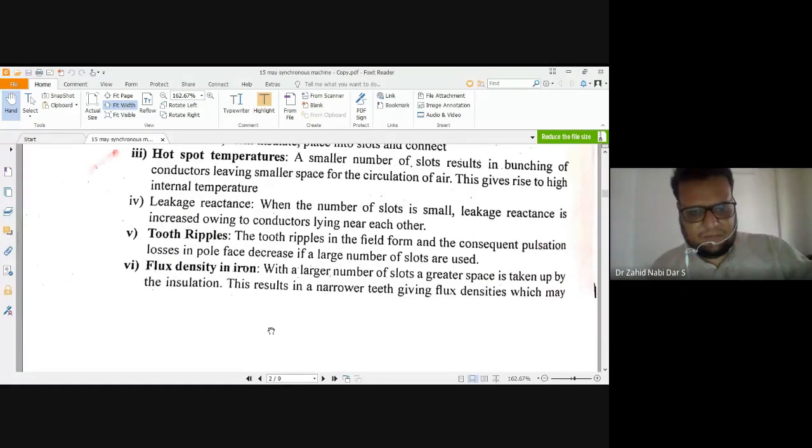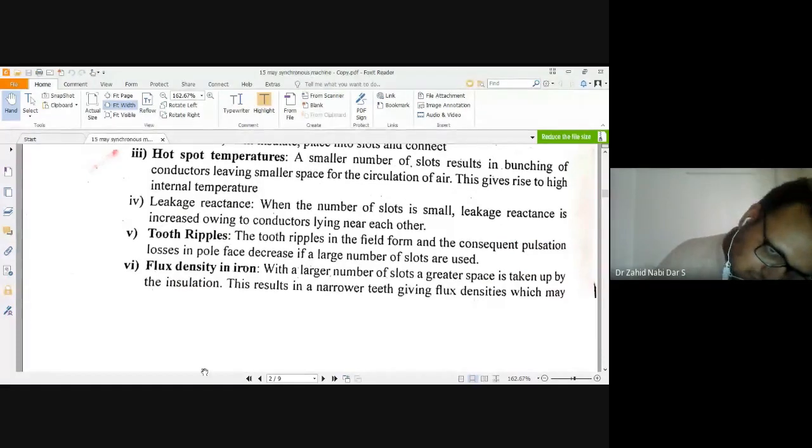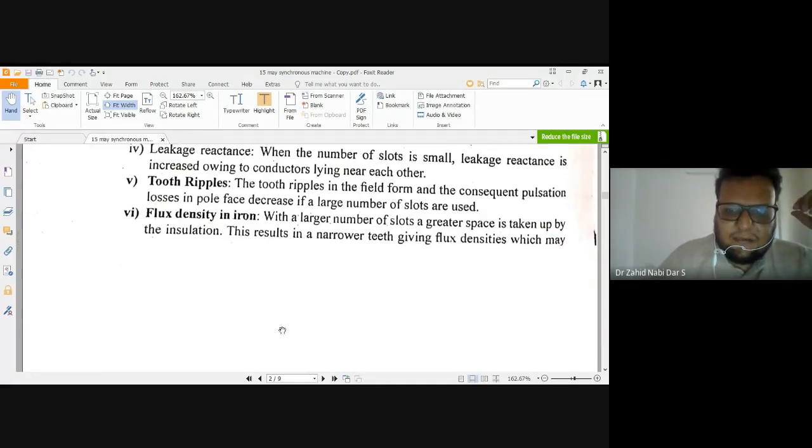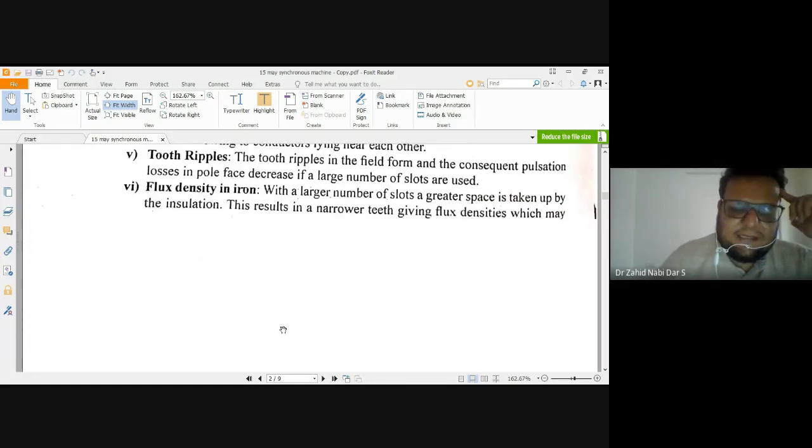Okay, so the tooth ripples in the field form the consequent pulsation losses in pole faces, which decrease if a large number of slots are used. So there are some pulsation losses in the pole face. If we use a large number of slots, then the flux density, which is phi by A. Your flux is directly proportional to your current, and your flux density is inversely proportional to your area. That is your flux density, BAV.